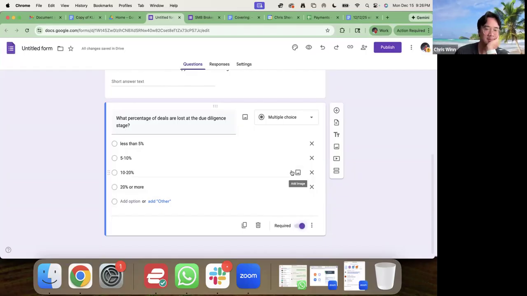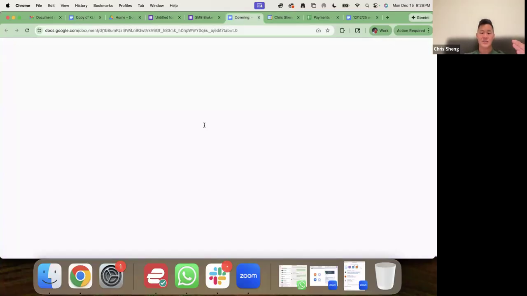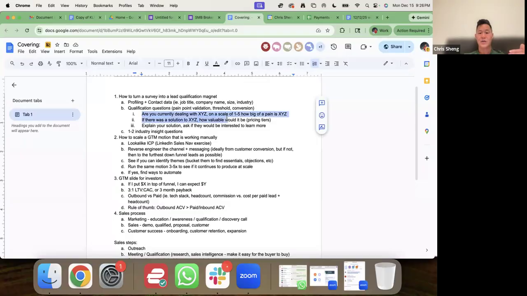Again, be creative with how you want to position this. I'm doing this on the fly and I don't know the industry well, but this is how I would think about it. Which percentage of deals are lost at the due diligence stage? This is essentially answering the point of, are you currently dealing with XYZ problem, and on a scale of 1 to 5, how big of a pain is it? You can always frame it that way, but if there's a more nuanced granularity you can get to, in this case I think it's better to understand the percentage of deals lost, or how much they're potentially leaving on the table at the due diligence phase. Those are more tangible.